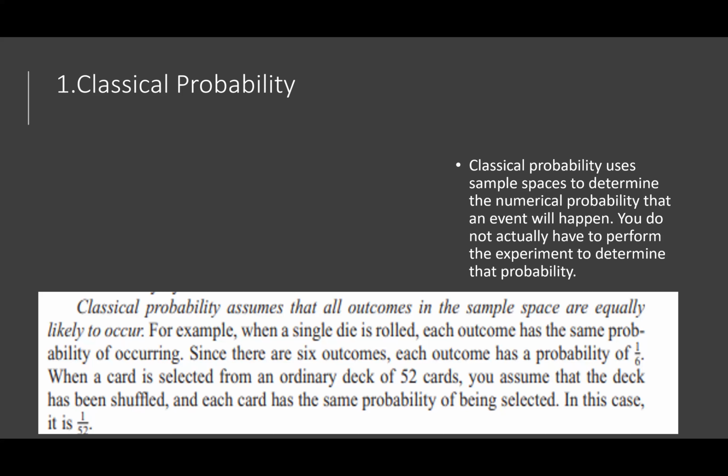For example, when a single die is rolled, each outcome has the same probability of occurring. Since there are 6 outcomes, each outcome has a probability of 1/6. Similarly, when a card is selected from an ordinary deck of 52 cards, you assume that the deck has been shuffled and each card has an equal probability of being selected. In this case, it would be 1/52.